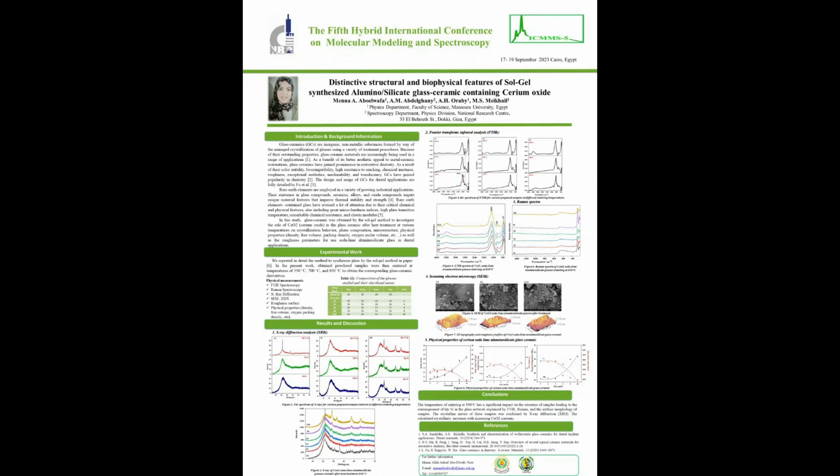In this study, glass ceramic was obtained by the sol-gel method to investigate the role of cerium oxide in the glass ceramic after various sintering temperatures on crystallization behavior, phase composition, microstructure, physical properties, as well as the surface roughness for use in biomedical applications. In the present work, obtained powdered samples were then sintered at temperatures of 550, 700, and 850 for 2 hours to obtain the corresponding glass ceramic, and then physical measurements were used: X-ray diffraction, FTIR spectroscopy, Raman spectroscopy, SEM, EDX, surface roughness, and physical properties. Table 1 shows the composition of the glasses studied and their shorthand names.